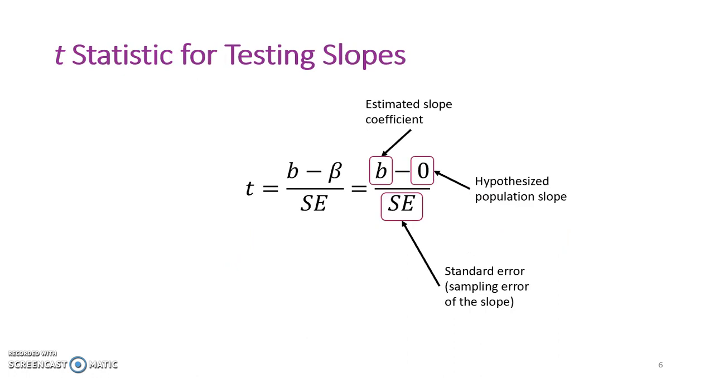When we use this t-statistic, essentially, we are interested in the difference between the sample and the population estimates. What we do is plug in the hypothesized population slope under the null hypothesis. So t reduces to the estimated slope coefficient over the standard error, which is the sampling error of the slope, because the hypothesized population slope under the null hypothesis is 0.